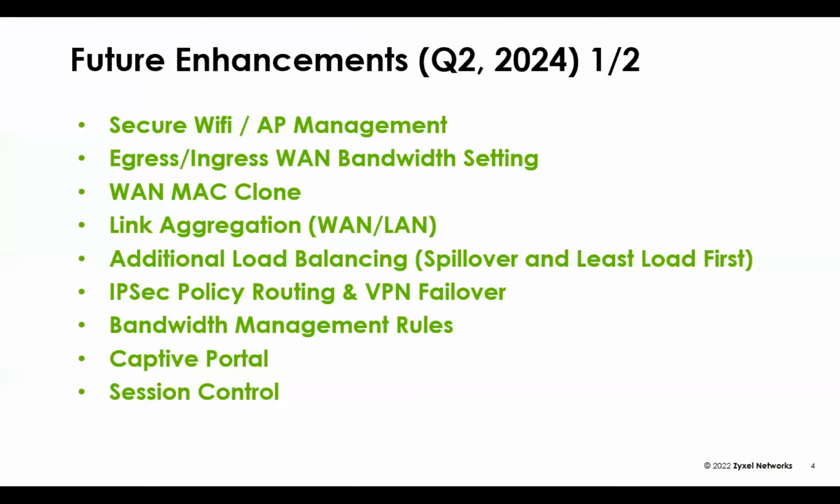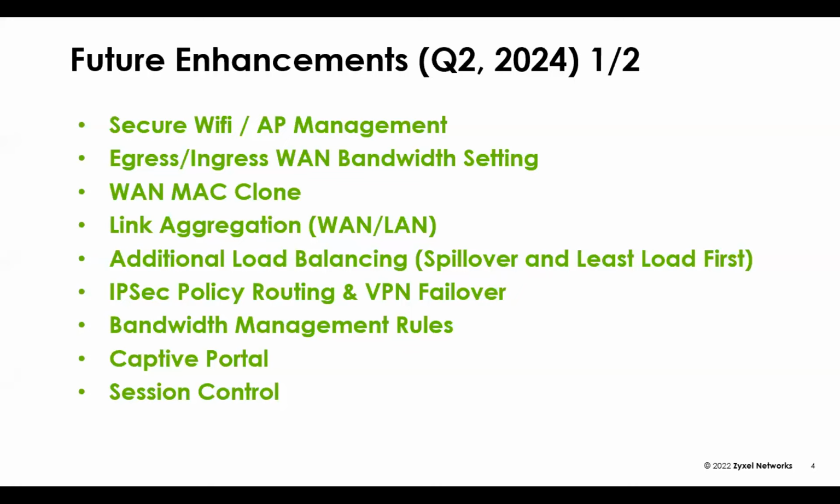So right now, as of the current firmware 1.10, there are some features that are actually missing because they will be implemented later on in the future. So starting from the list, we have secure Wi-Fi and AP management. Those features are not currently available right now. However, if you're going to be managing your access points, you can do so in Nebula because the firewall can integrate within Nebula, and I'll talk about that in a little bit as well. So secure Wi-Fi and AP management will be added in Q2 of 2024.